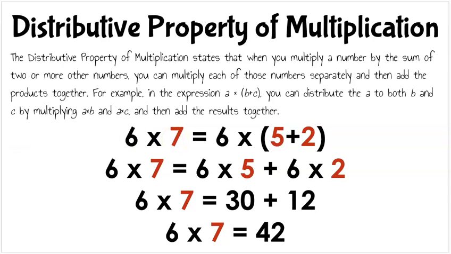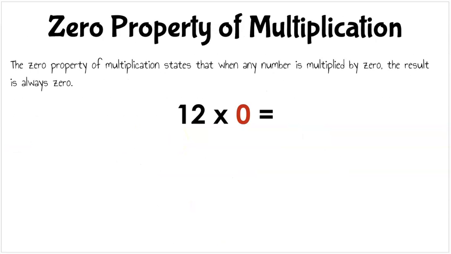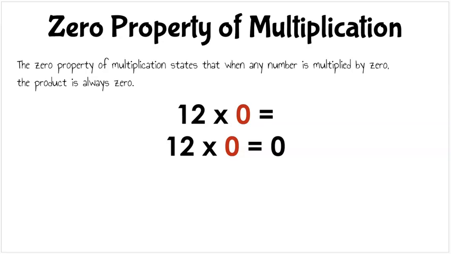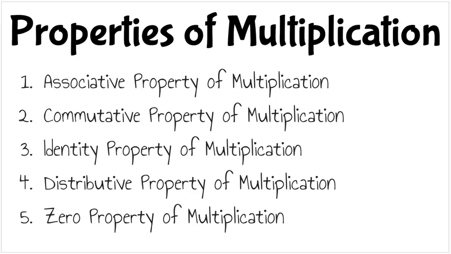And last, we have the zero property of multiplication. The zero property of multiplication states that when any number is multiplied by 0, the result is always 0. So 12 times 0, it's 0. And that is the 5 different properties of multiplication. Again, I just wanted to go over those real quick to make sure we understood what they are and how they can help us solve multiplication questions.